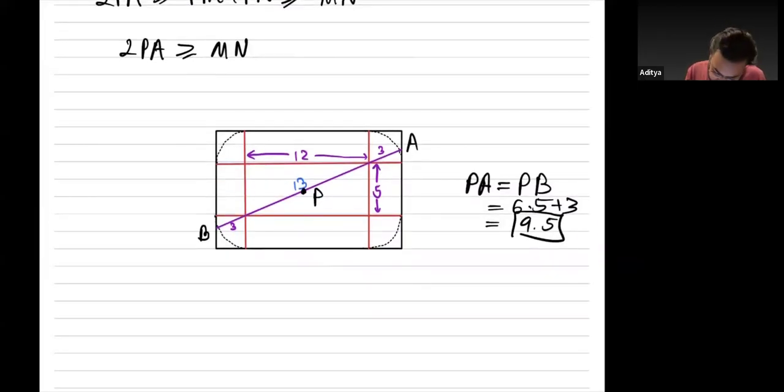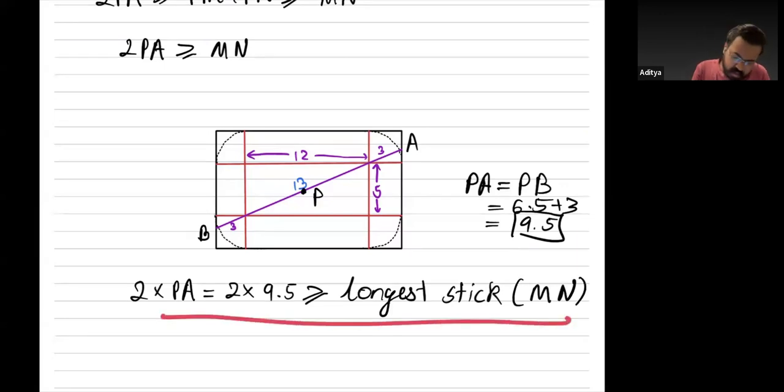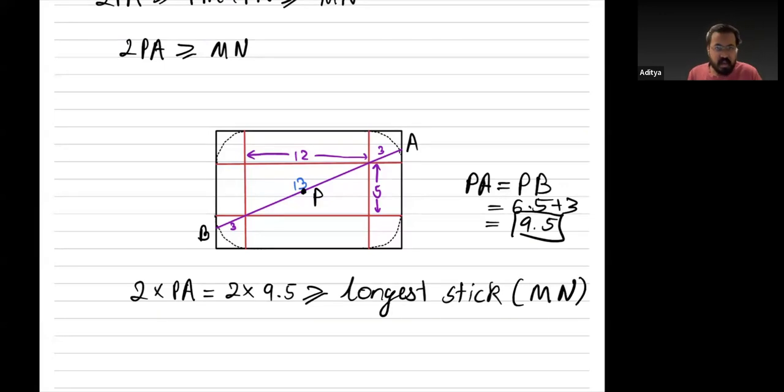I can say that 2 times PA equal to 2 times 9.5, which is greater than or equal to the longest stick, which is MN. If I can say this, then my proof is complete.